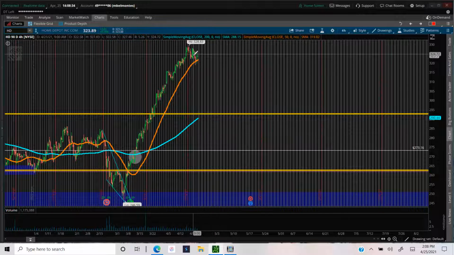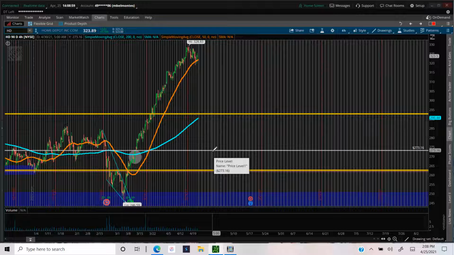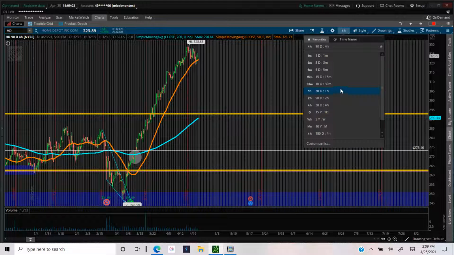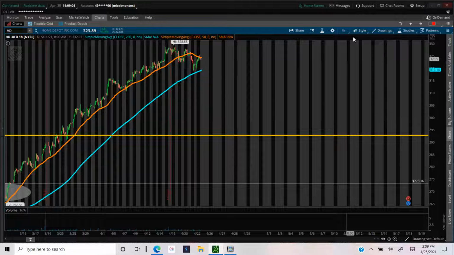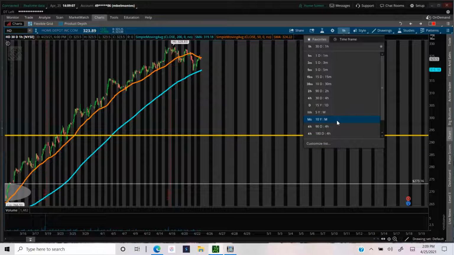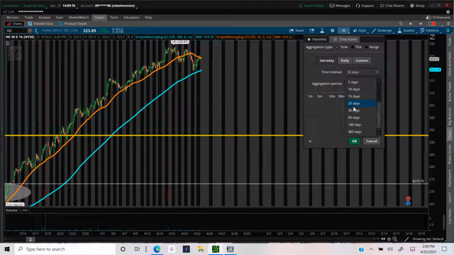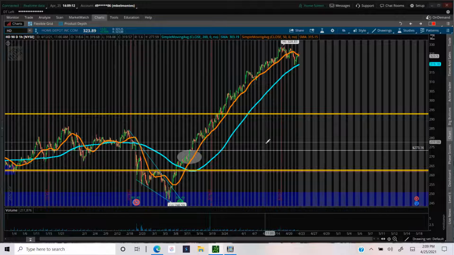The moment it closes under this 50 SMA, it will magnet to this 200. The 200 must hold. Once it gets below the 200, the fall is going to be deeper, to here. So these are ways that you can use the moving average as a guide to know where the market is.